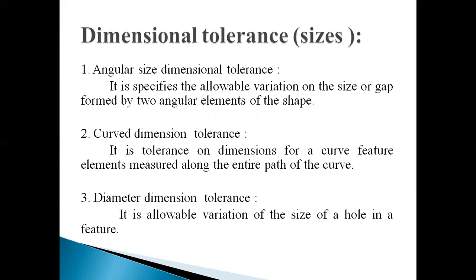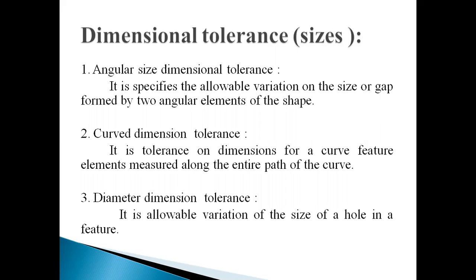It specifies the allowable variation on the size or gap formed by two angular elements of shape. It means variation occurs between sizes or gap by two angular elements. Second, curve dimension tolerance. It is a tolerance on dimension for a curve feature element measured along the entire path of curve. It measures the entire path of curve for variation.